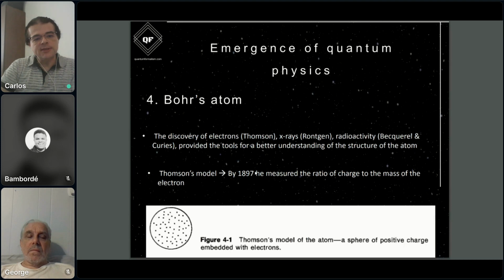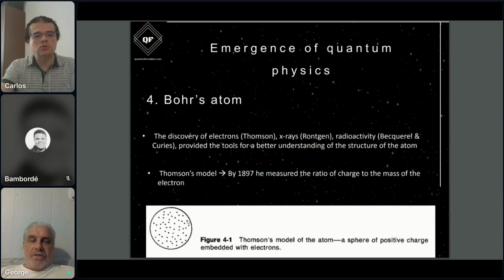So with these ideas, Thomson, who was also worried about the atomic structure, proposed this model for an atom. He proposed a sphere of positive charge embedded with electrons with negative charge. The total would be neutral. This atom would be neutral, since the balance of positive and negative charge would be the same.